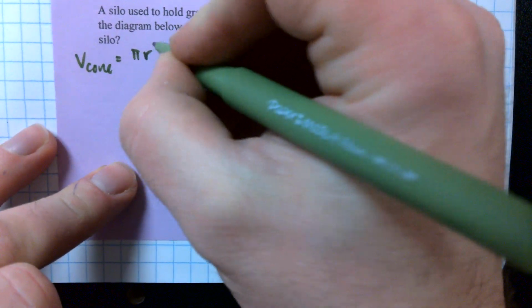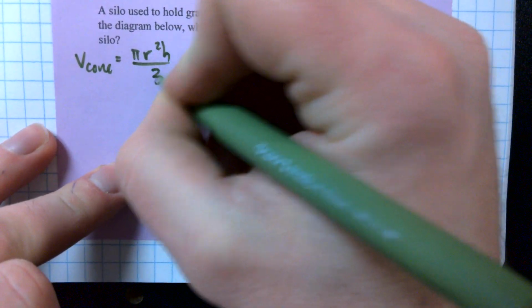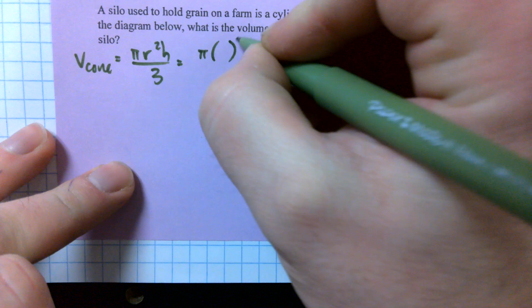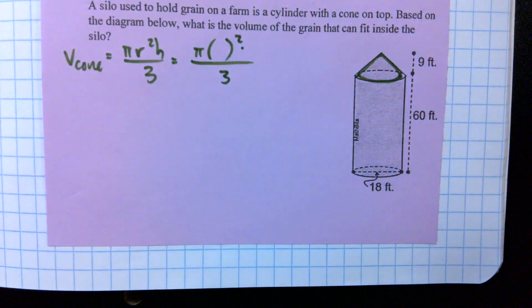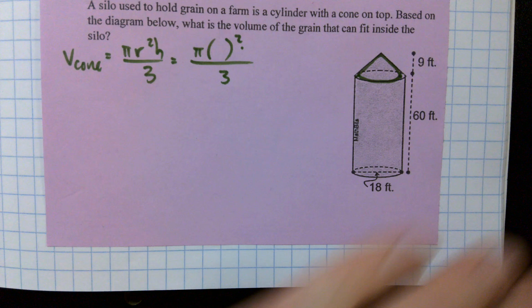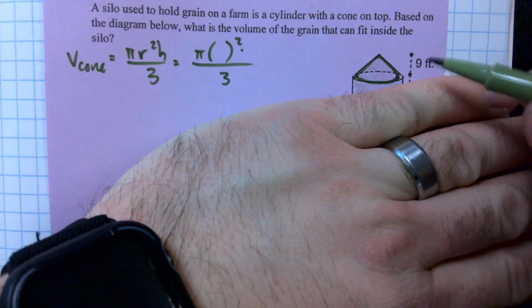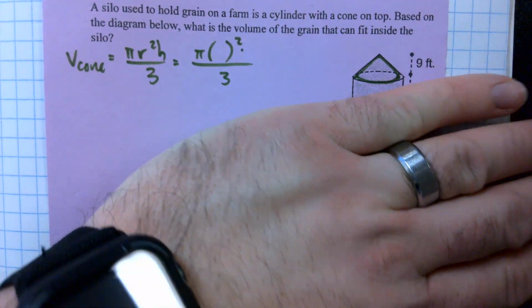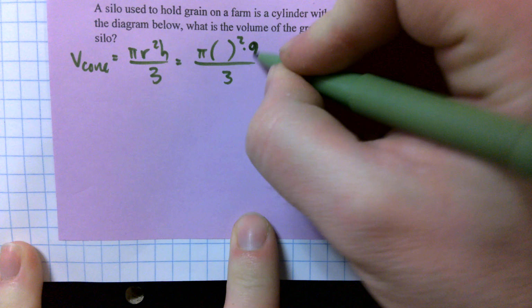Okay, it's going to be pi r squared h over 3. What's my radius? Or actually, let's start with my height. What's the height of the cone based on this diagram? How tall is the cone? If we just look at the cone, it's 9 feet tall. That's what that little line tells me. So my height is 9.